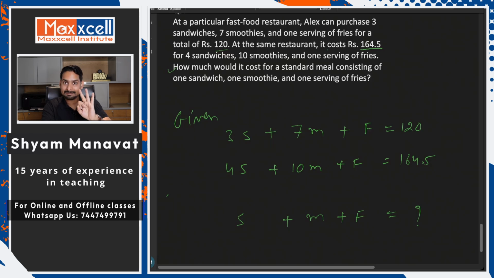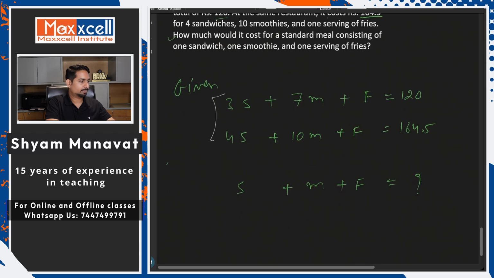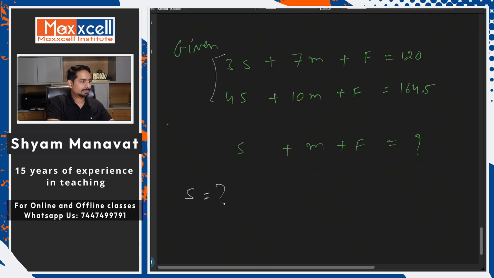So we have 3 variables, only 2 equations. And we also have to keep in mind that the question did not ask us to find the cost of smoothie, cost of sandwich and cost of fries. The question said find the combination of this. So let's see if we can make the combination. Did you understand this? They are not asking how much the sandwich costs, how much the smoothie costs, and how much the fries cost. The question is to find the combination of 1 sandwich, 1 smoothie and 1 fries.